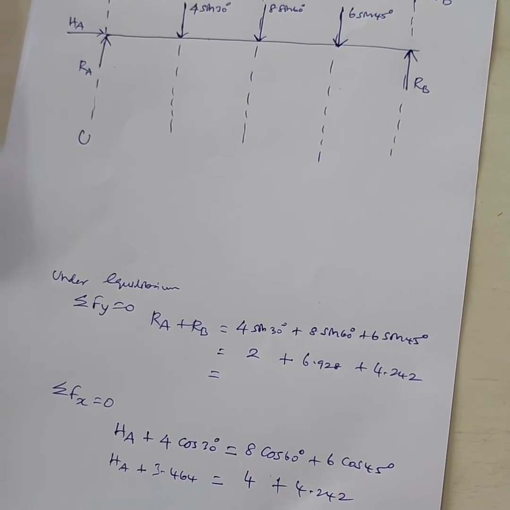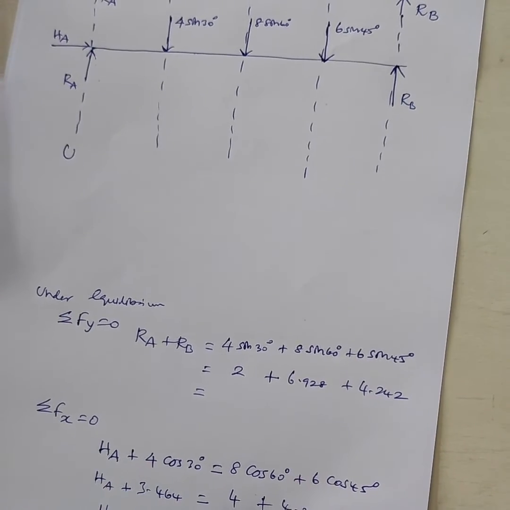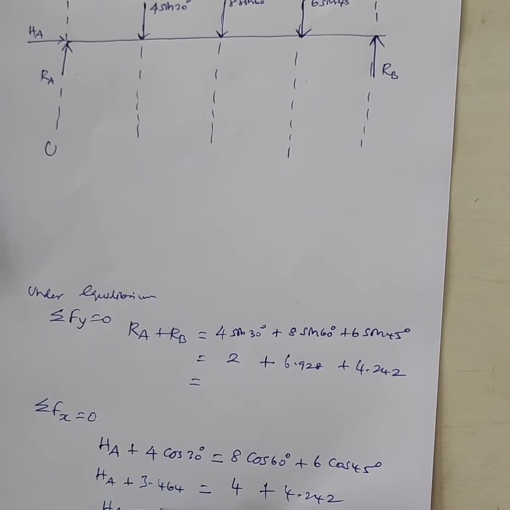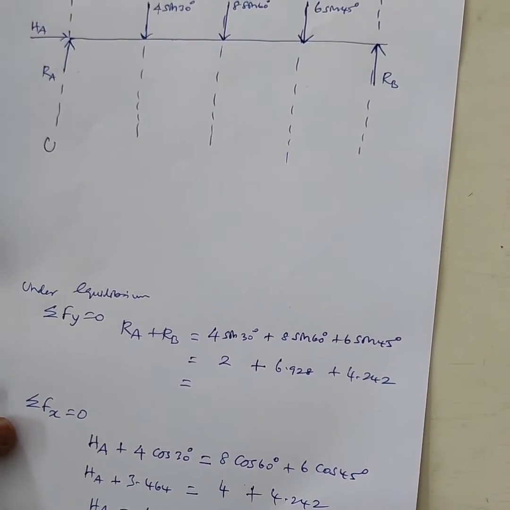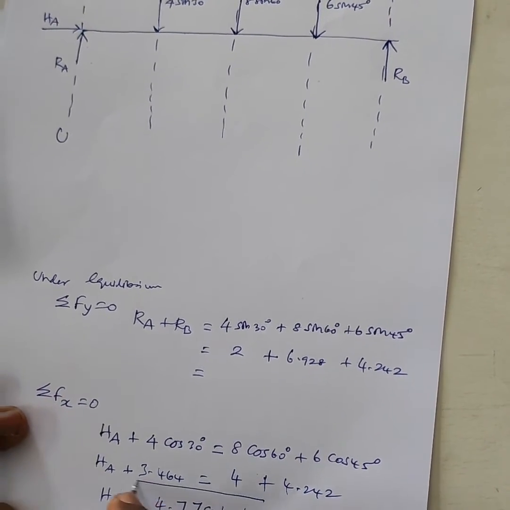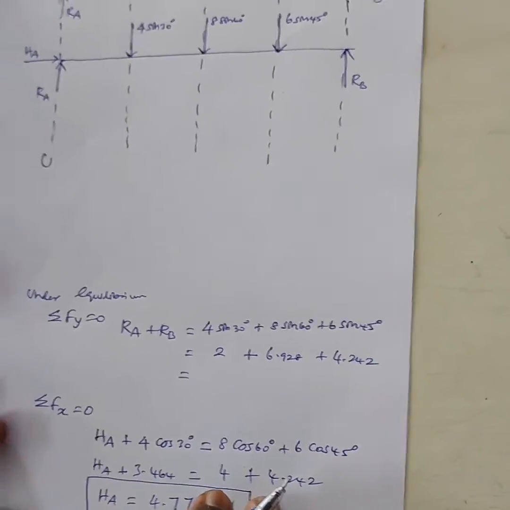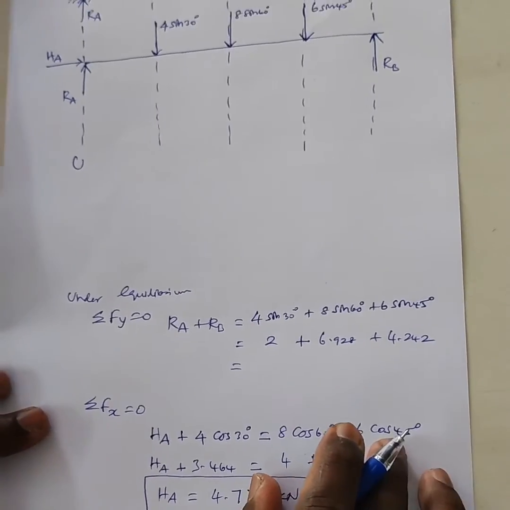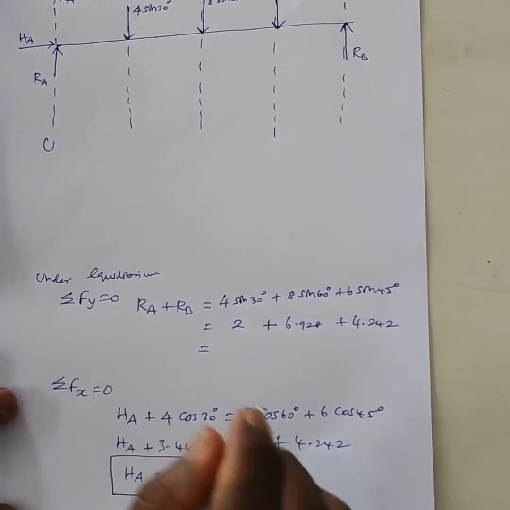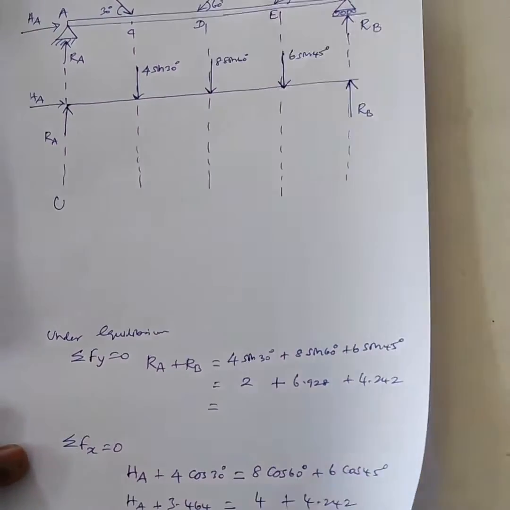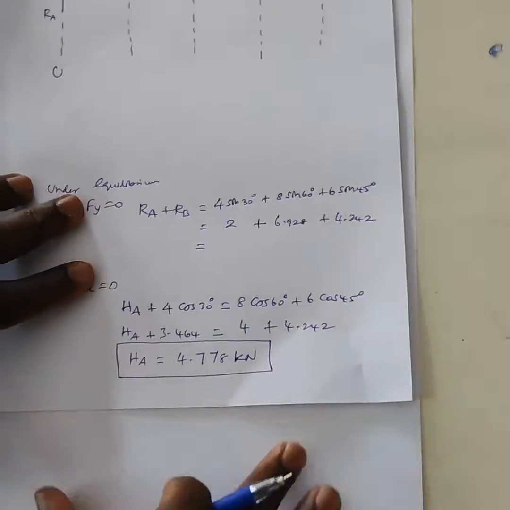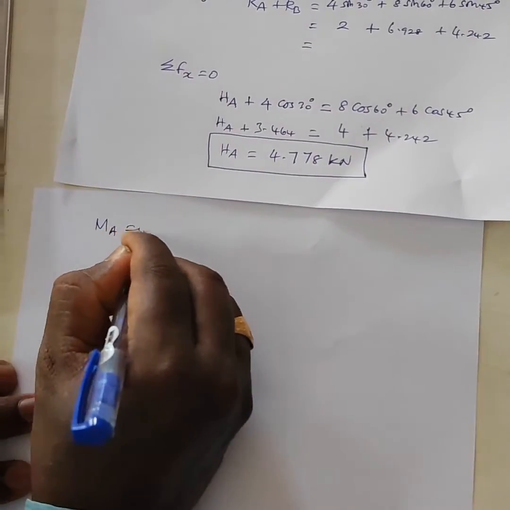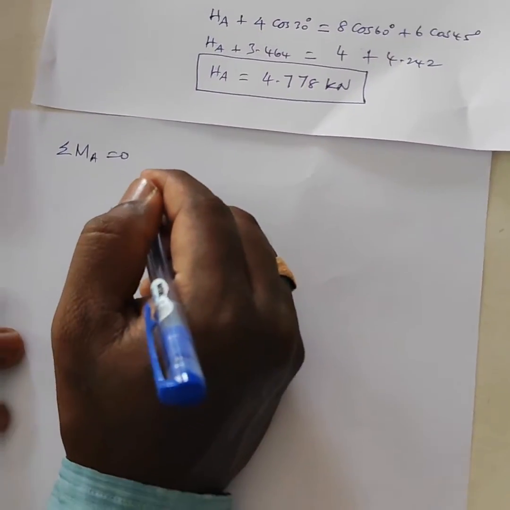From this, by simplifying, we get the horizontal component at A is equal to 4.778 kilonewton. This is the reaction happening horizontally, HA. Similarly, we want to find the reaction at A as well as at B. For this, we take the moment about A equal to 0. So the summation of moments about A is equal to 0.